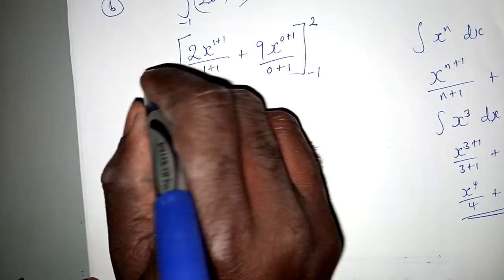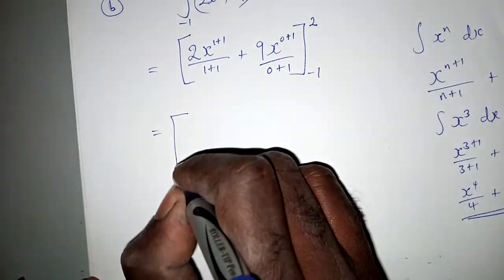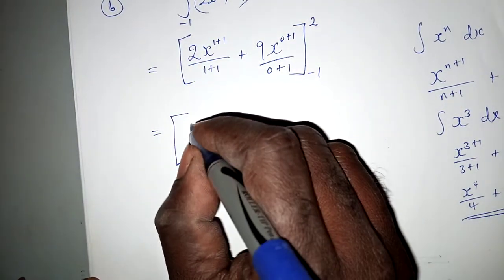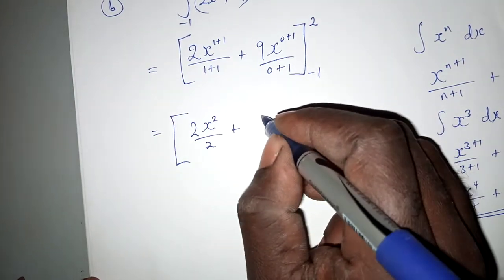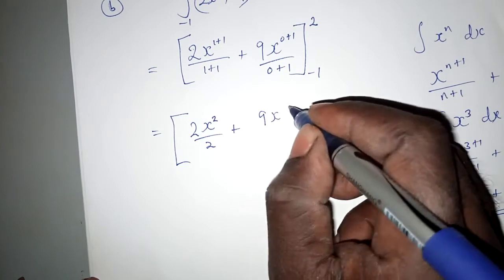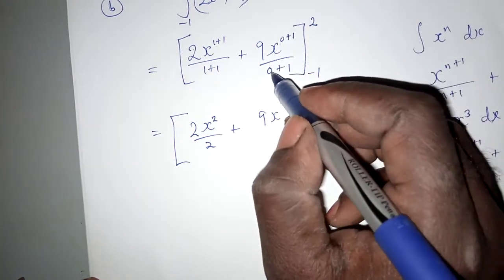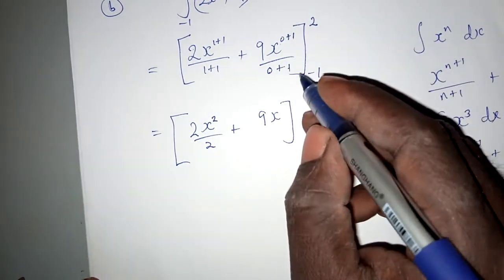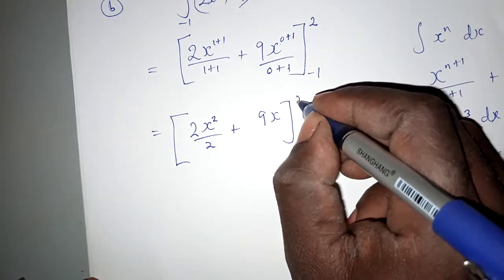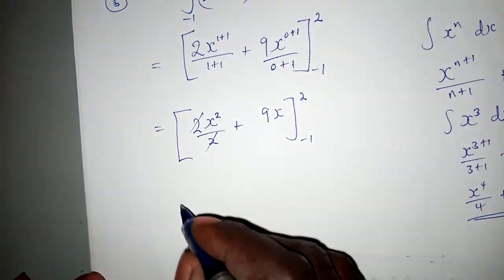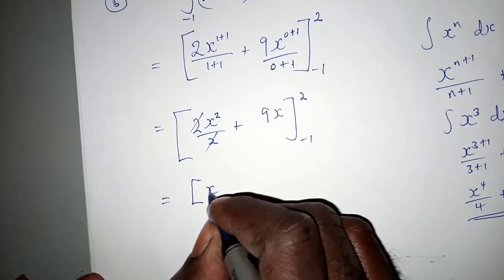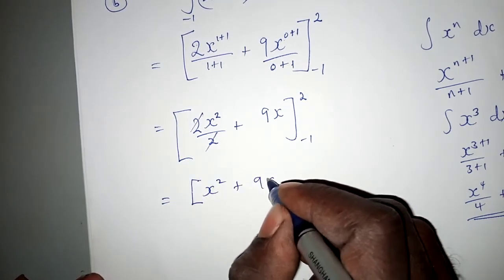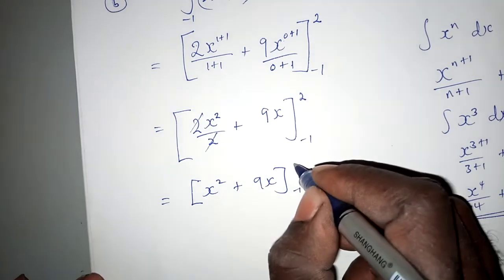If we further simplify this, you'll get 2x squared all over 2 plus 9x, because 0 plus 1 is 1, and 0 plus 1 is 1. The limits are -1 to 2. The 2 on top and bottom take care of each other. So we have x squared plus 9x from -1 to 2.